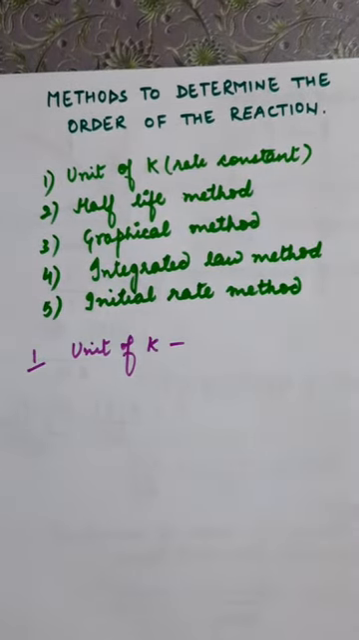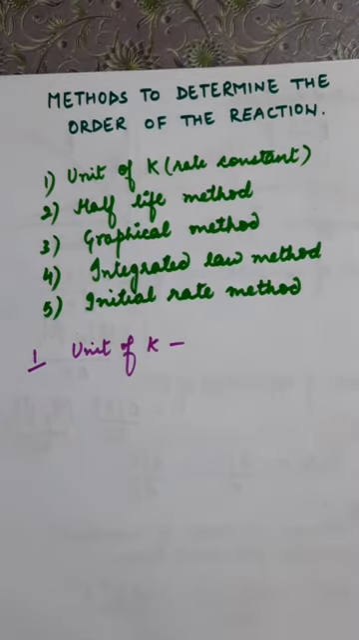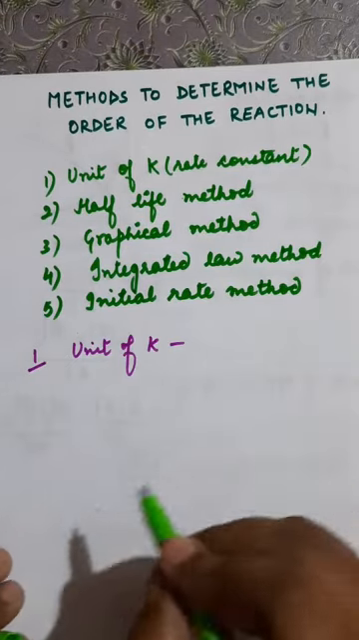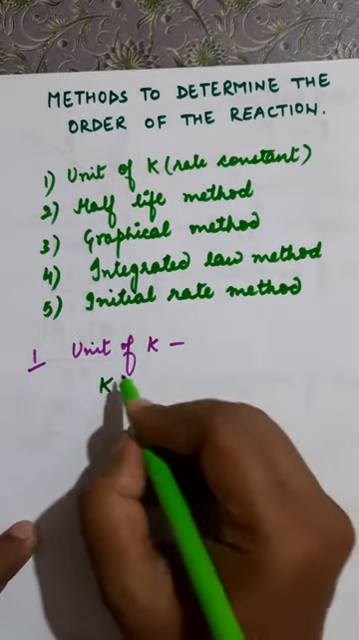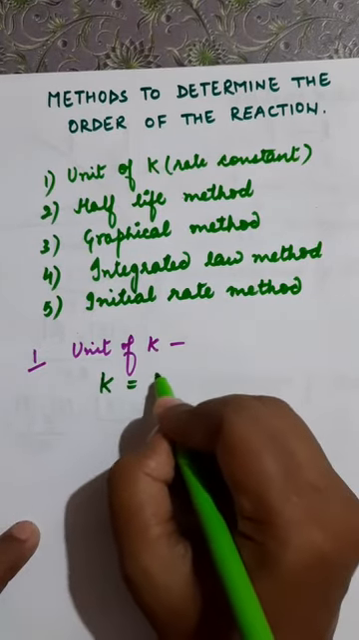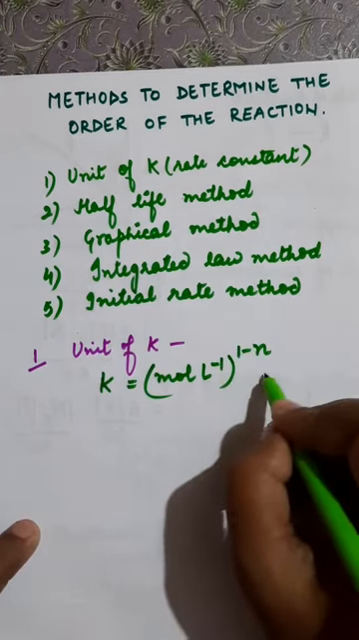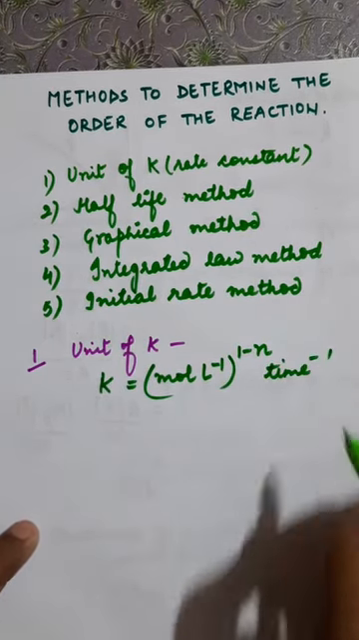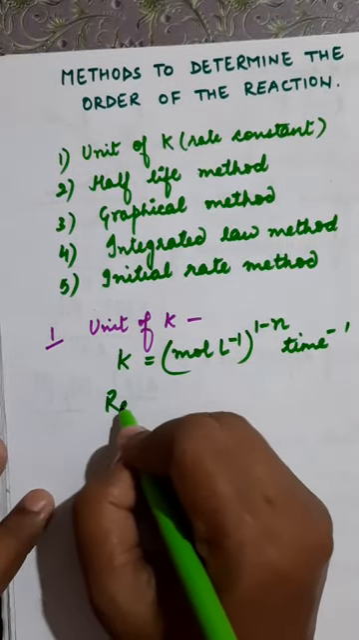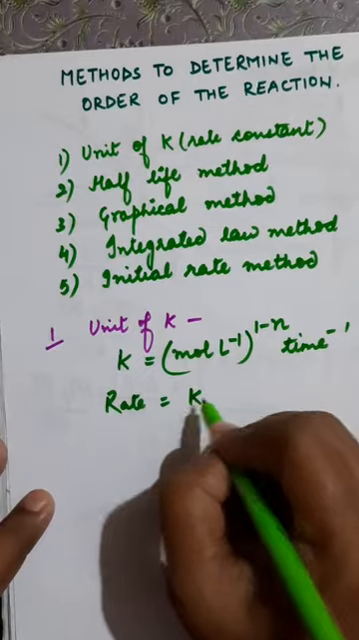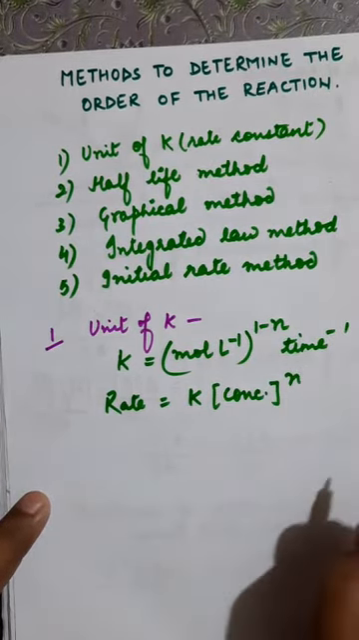Now you all know K is velocity constant or rate constant. Its unit depends upon the order of the reaction. So we can write the general expression, what is the unit of K? K is equal to mole per liter 1 minus n per time. How do you get this expression? Rate is equal to small k concentration to the power n. N is the order of the reaction.